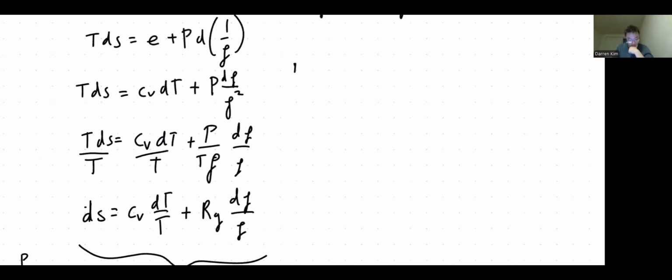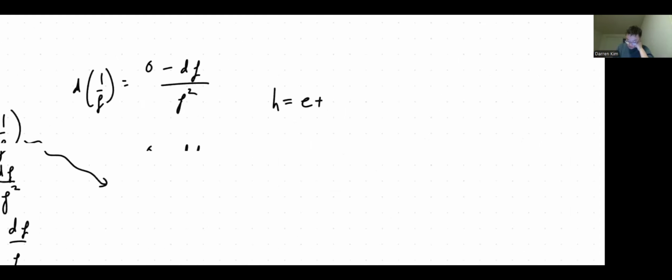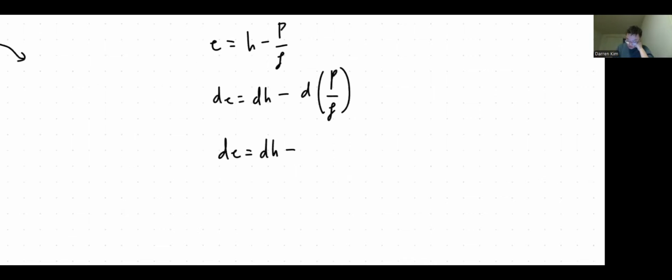Let's see, and how do I get that? Well, we have to get the other form of this, right? And how do we get that? Ah, state equation, right? It's always some kind of state equation. P over density, right? And then E equal H minus P over density. And then it's dE equal dH minus d P over density, right? So dE equal dH minus P d(1 over density) minus 1 over density dP over here.